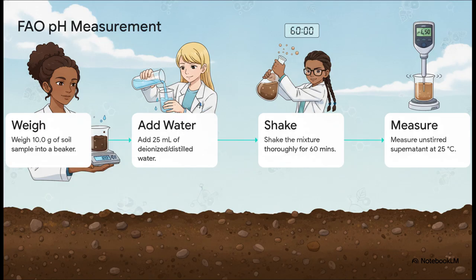Now, we shake that mixture thoroughly for a solid 60 minutes. It takes some patience, or just a really good mechanical shaker, to ensure total homogenization. Finally, we take a calibrated pH meter with a glass electrode, and we measure the unstirred supernatant liquid at exactly 25 degrees Celsius.